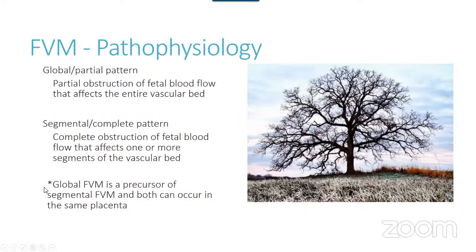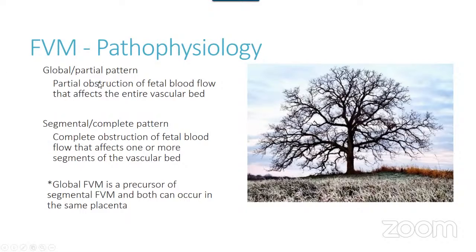But another thing to keep in mind is that the risk factors for both these patterns of FVM are the same. So as you can imagine, they can coexist. And in fact, global FVM is also considered to be a precursor of segmental FVM, because if you have something that's causing a partial obstruction, it's not hard to imagine that at some point down the line, it could cause a complete obstruction. And both can also occur in the same placenta.